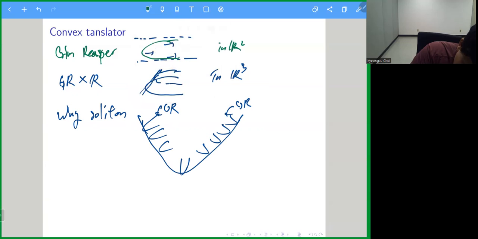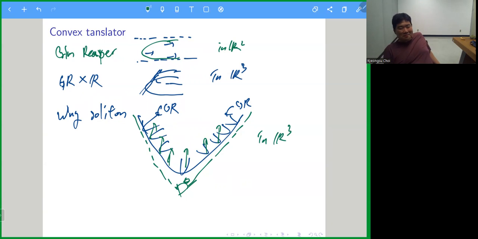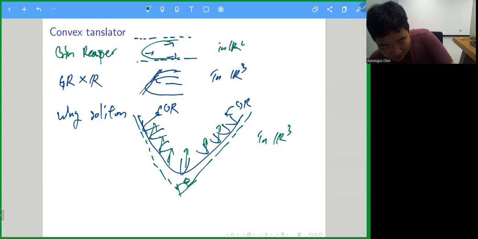Something interesting is that given narrow angle data, we can always find the wing soliton. This wing soliton is also a translating soliton, convex. There are too many examples of convex translators, which are solutions to the flow. Actually, there are infinitely many. But let me skip that.